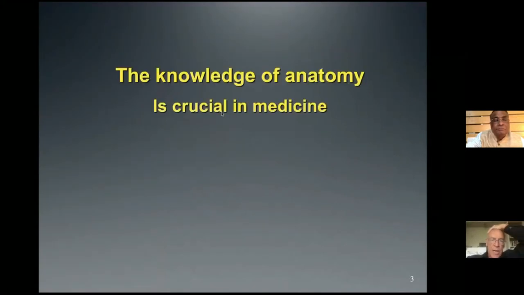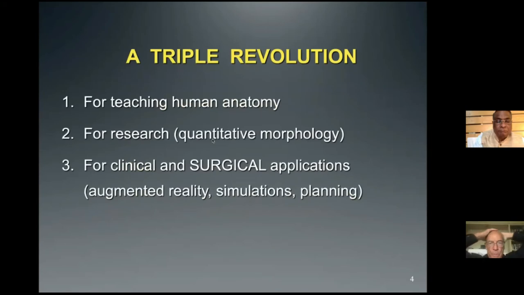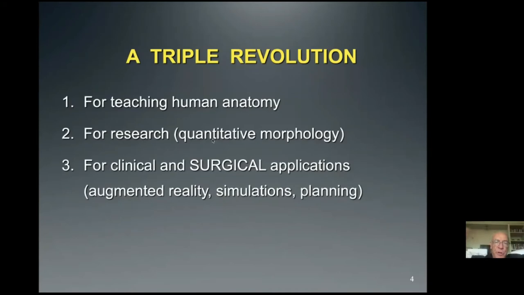So I would like to come back just a little bit on anatomy, on the general purpose of anatomy. Anatomy is crucial in medicine. And of course, we have a lot of new modeling tools which constitute a real evolution in teaching and learning anatomy. And for this, it's a triple revolution, mostly for teaching human anatomy first, for the young, second for research, which we call quantitative morphology, and lastly, of course, but not the least, for clinical and surgical application.